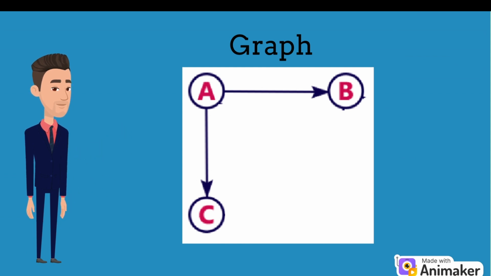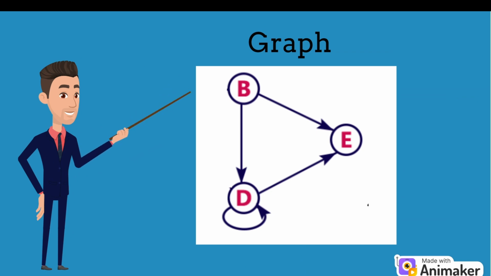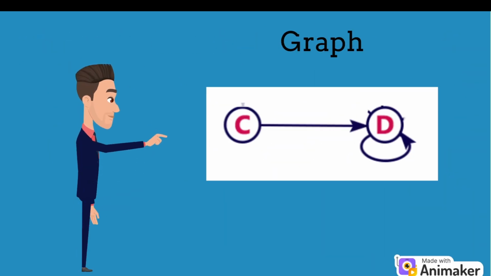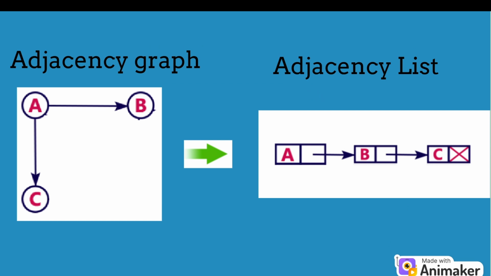Let's discuss about each node of the graph. Here, as we can see, node A is connected to B as well as C. Here, node B is connected to E as well as D. Here C is connected to node D. Here node D is connected to node A, node E and itself.